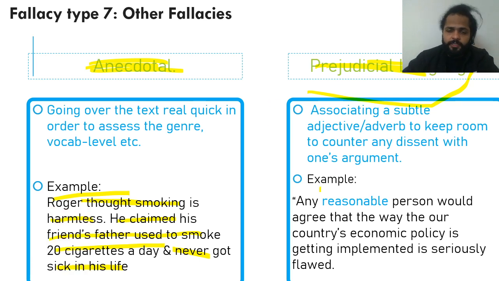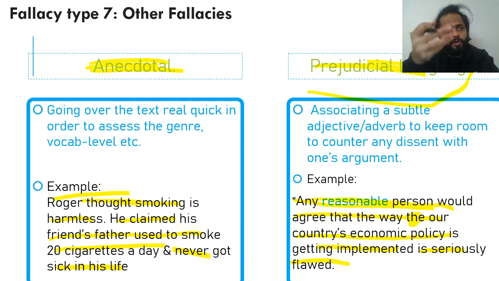So prejudicial language. Just look at this particular sentence. Example: any reasonable person would agree that, excuse this typo, the way our country's economic policy is getting implemented is seriously flawed. What is the author saying? That any reasonable person would agree that the way our country's economic policy is being implemented is seriously flawed.